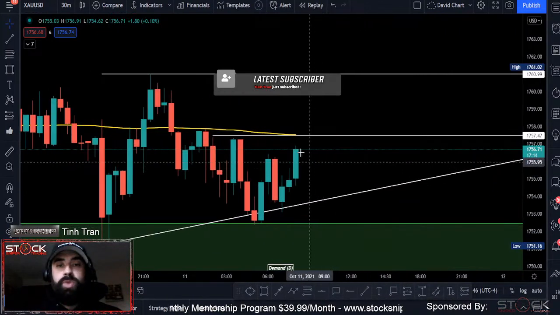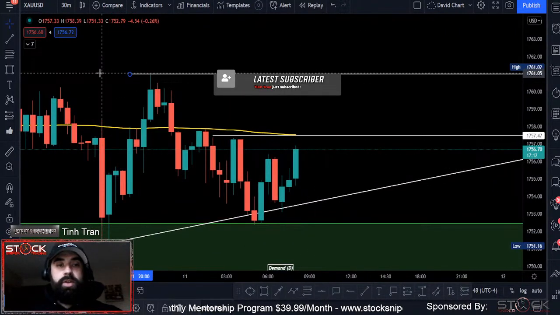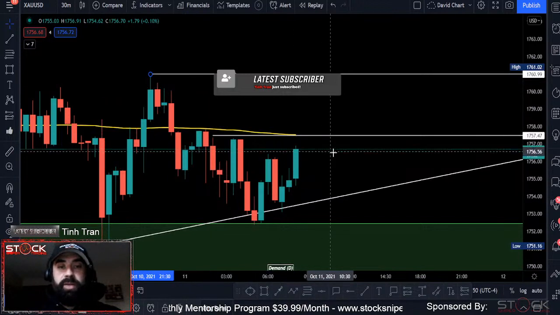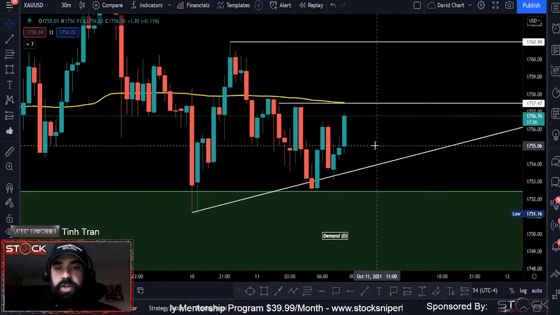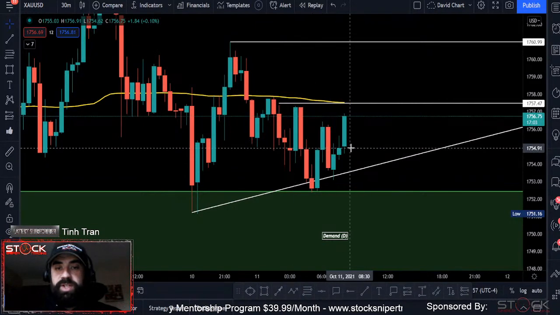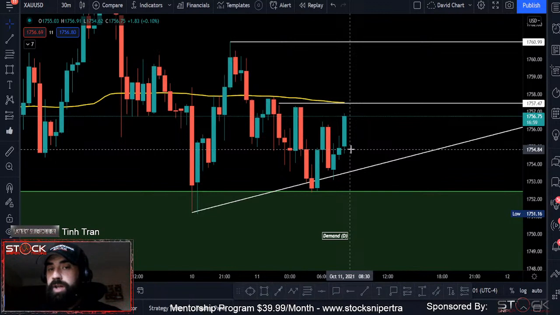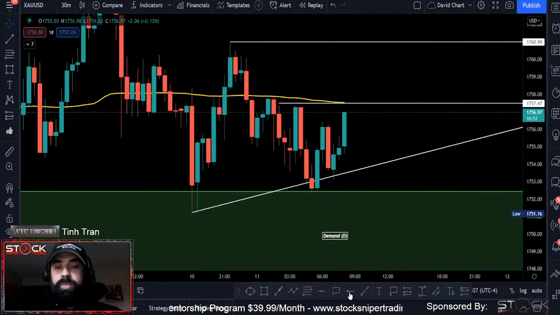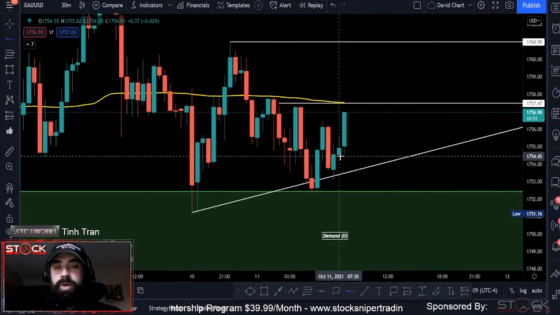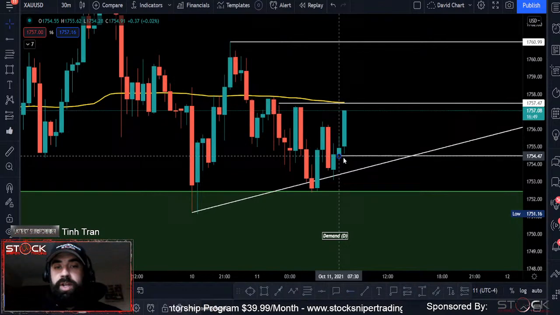Okay, so just make sure you're tightening everything up. In terms of previous structure, you can see that price was getting rejected and kind of finding some support right at this area around here, around 1754.5 area. You can see resistance. So we want to make sure that we are looking at somewhere around here for a good area of balance.